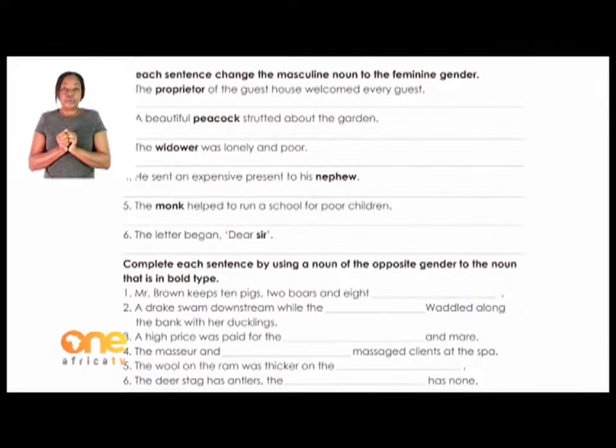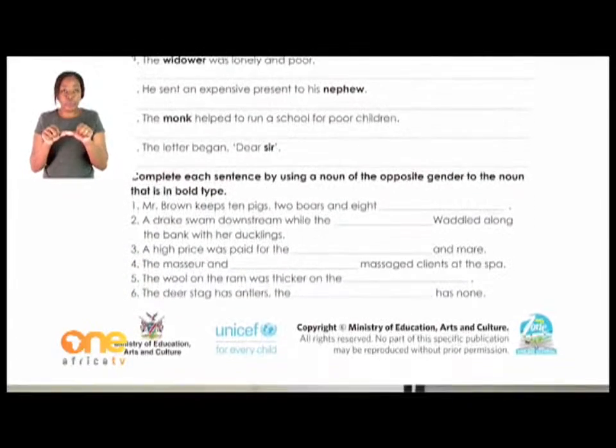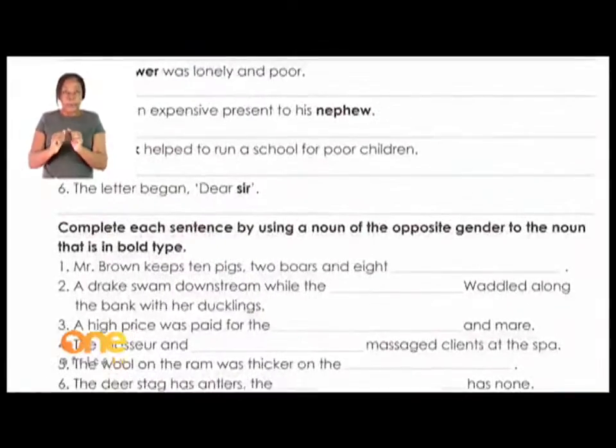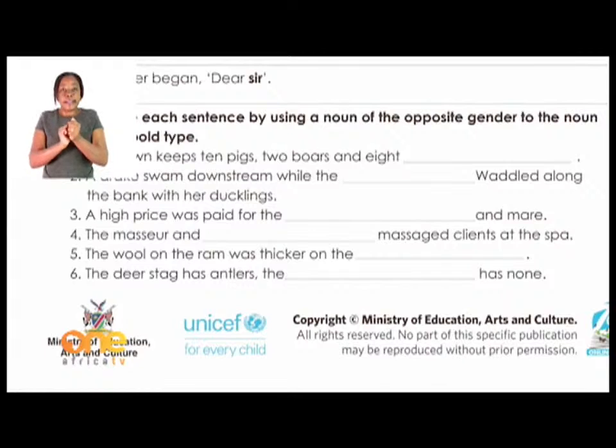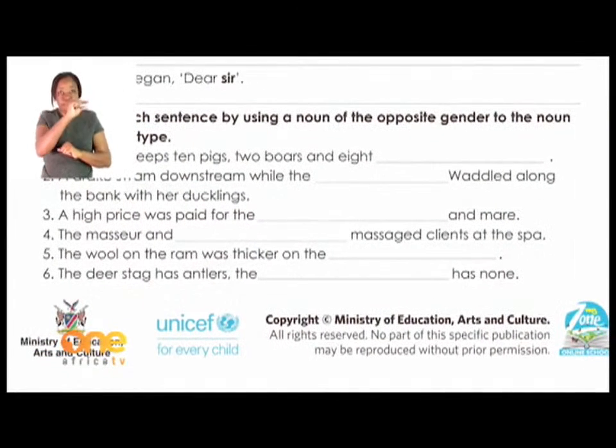Okay, so we continue with the third exercise. Now we are going to change as well. We are going to complete the sentences by using a noun of the opposite gender to the noun that is in bold type again. So we have the same exercise also there. So I just want you to change all the words which are in bold and change them to the opposite gender. You have to find out what type of gender is this which is given in the bold.